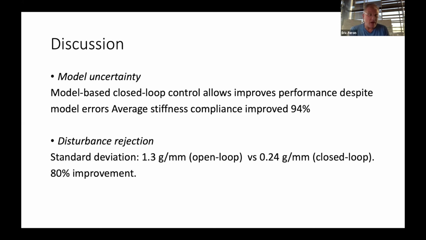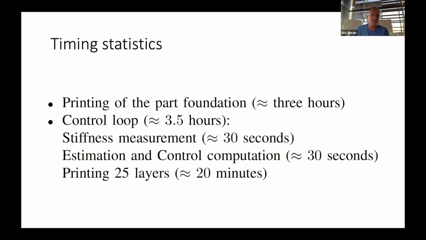Now, we also have disturbance rejection because we are able to reduce the standard deviation of the final printed product from 1.3 gram per millimeter to 0.24 gram per millimeter. That is an 80% improvement.